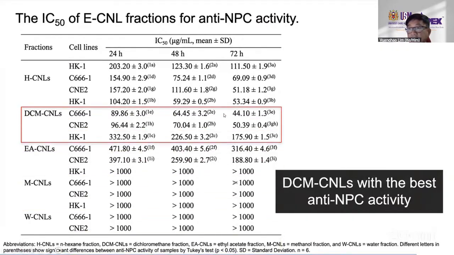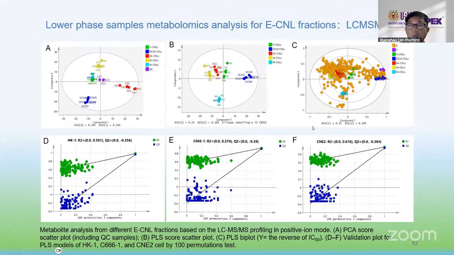Yeah, so we can see here based on the three cell lines, basically it shows one of the most significant results. We did the metabolomics on the lower phase of the five fractions, and you could see that the quality control samples clustered quite tightly.